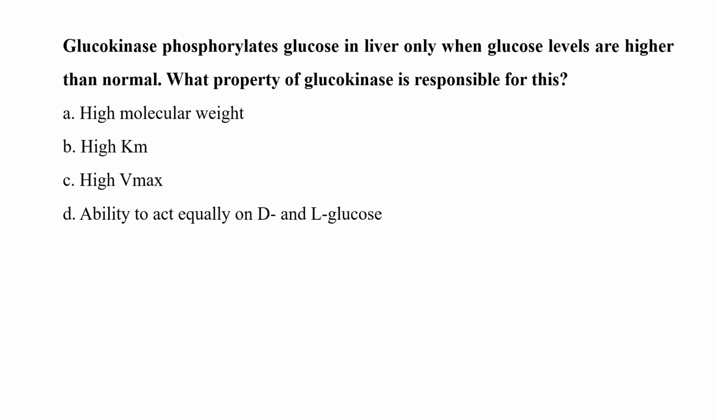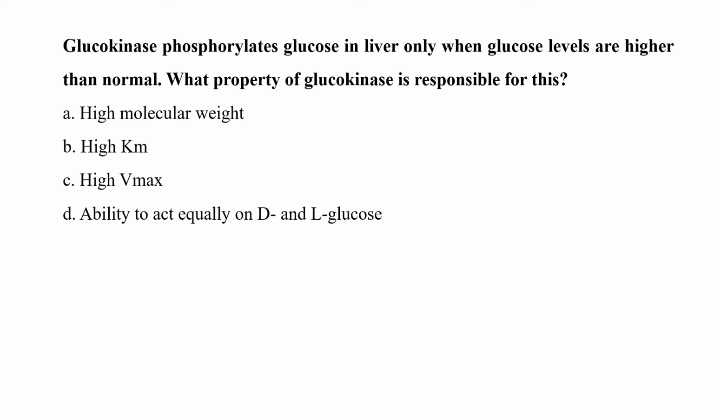Now we move on to the biology section of the paper. Here is the first question. Glucokinase phosphorylates glucose in the liver only when glucose levels are higher than normal. What property of glucokinase is responsible for this? A. High molecular weight, B. High Km, C. High Vmax, or D. The ability to act equally on D and L glucose.